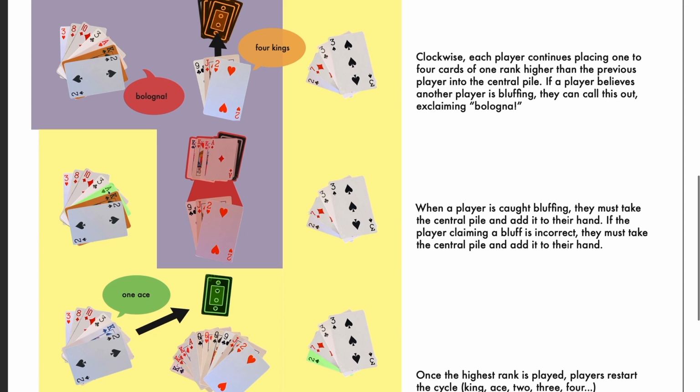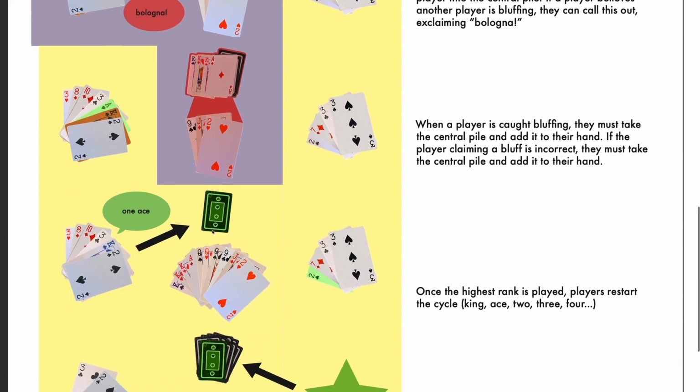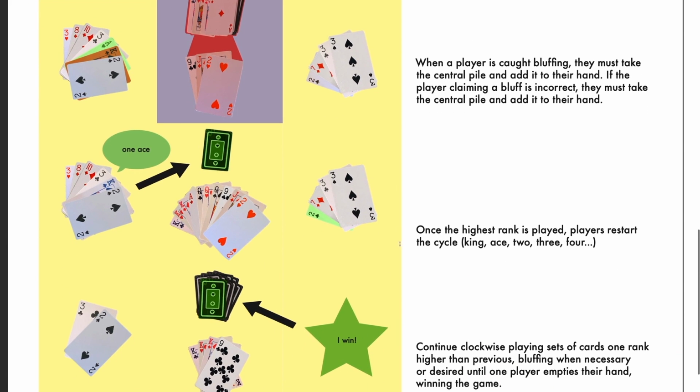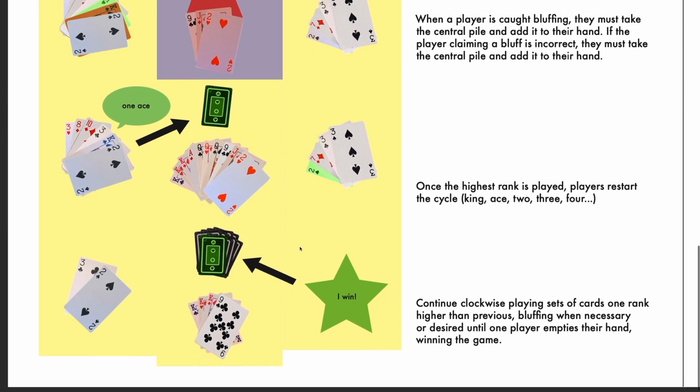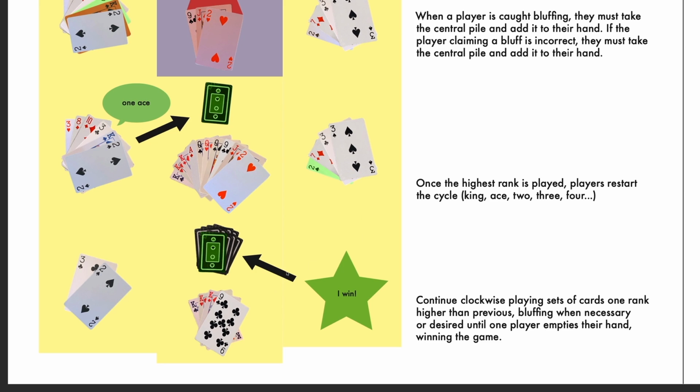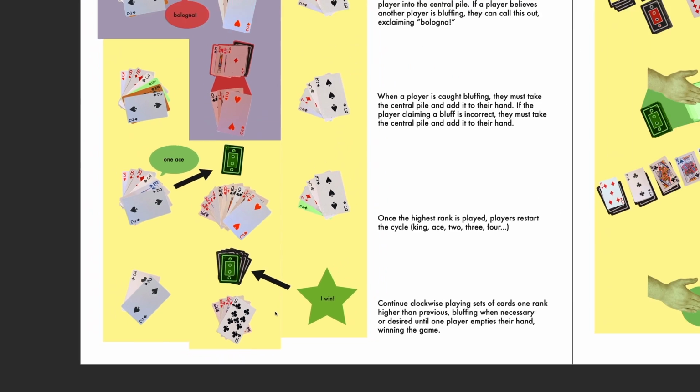And then this person knows that the next card after king is going to be ace, so they have an ace ready to go. They're honest, they play the ace. The next person's ready to go with a 2 over here. And you just keep going back and forth until one person is able to get rid of all their cards.